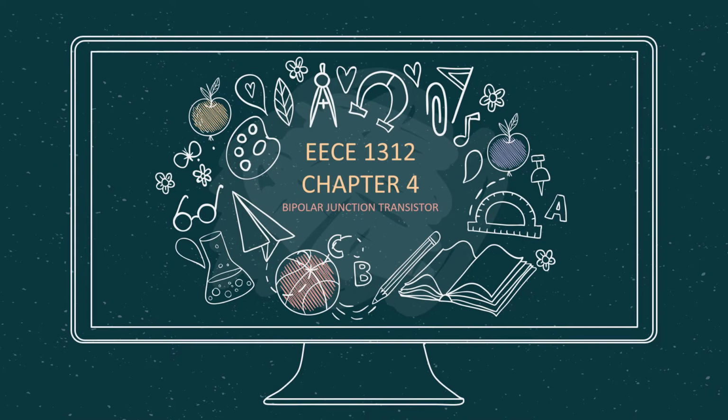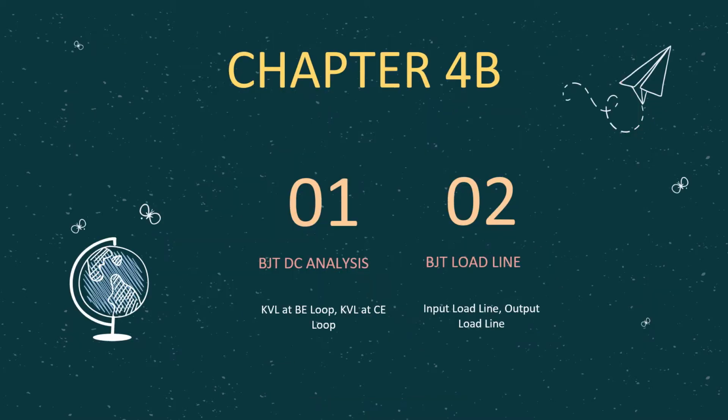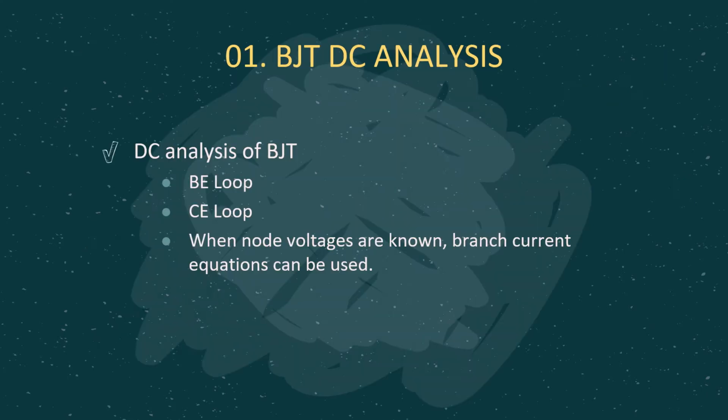So we are still in chapter 4, bipolar junction transistor. In this video, chapter 4b, there are two subtopics. The first one is on BJT DC Analysis and the second one is on BJT Load Line. For BJT DC Analysis, we are going to have a look at DC analysis related to BE loop, CE loop, as well as we are going to do some calculations related to node voltage as well as the current.